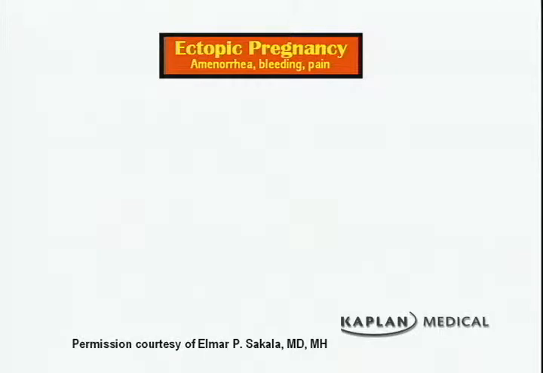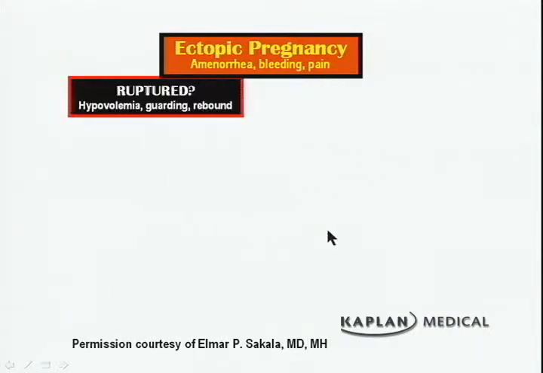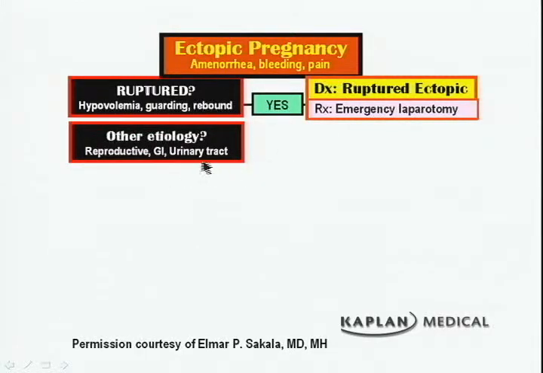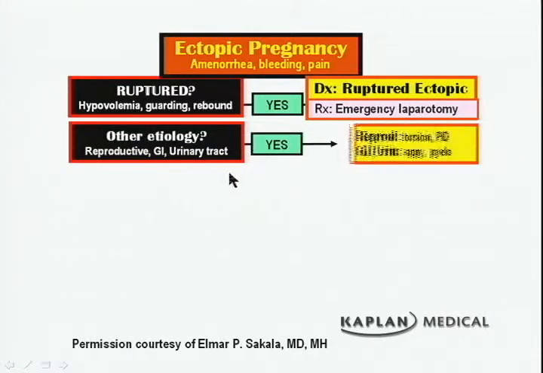Here is another just quick review using an algorithm for ectopic pregnancy. And remember, we start out with amenorrhea, bleeding, and pain. If you have amenorrhea, bleeding, and pain, hypovolemia, guarding, rebound, ruptured ectopic, management, emergency laparotomy. No question, you got to get in there pronto. If there is no hypovolemia, guarding, rebound, if the patient is stable, you always need to think of other etiologies: reproductive tract, GI tract, urinary tract. Could there be torsion of the ovary causing pain? Could there be PID? Could it be an appendicitis, pyelonephritis? Always think of there's 3 organ systems in the pelvis. There's the GI tract, the urinary tract, as well as the reproductive tract.